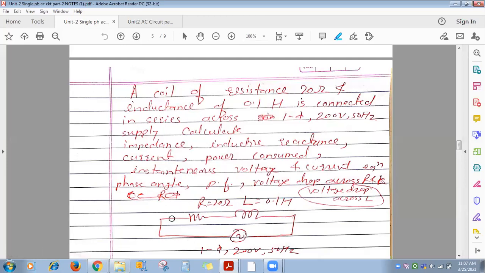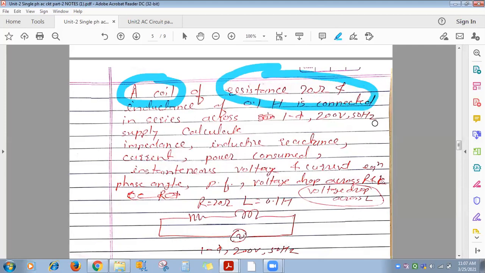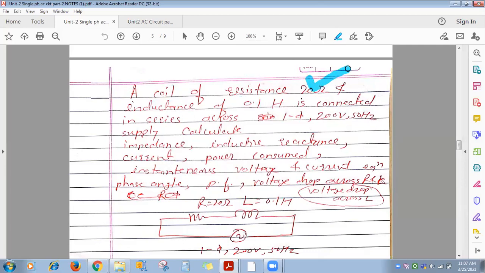See here: a coil of resistance 20 ohm and inductance 0.1 Henry. Whatever the coil given here, it is not purely inductive, because they clearly mentioned it has some resistance and it has some value of inductance. Resistance is given, inductance is given, and it is connected in series across a single phase 200 volt 50 hertz supply. Supply specifications are given to you.